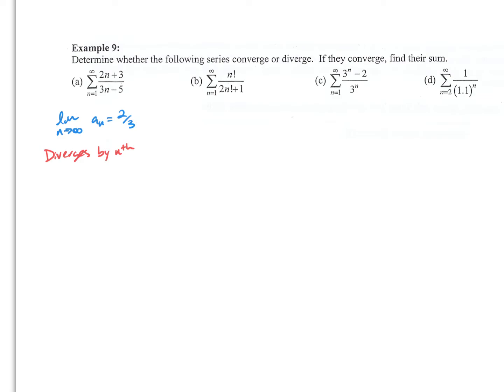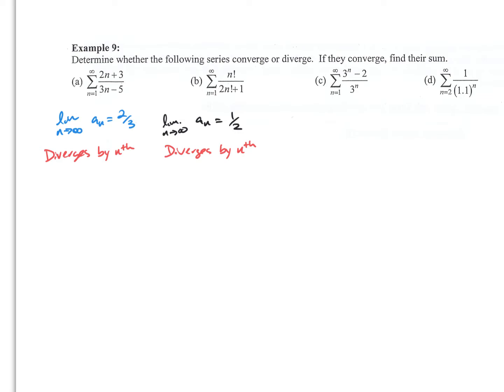You don't have to say the nth term test for divergence. We can just say it's nth. So that diverges by nth. Let's look at this next one. So now I have n factorial over 2 n factorial plus 1. And that is 2 times n factorial. So if I take a limit to infinity of this, what happens? I get 1/2. So what do we know? It diverges by nth, because my n factorials cancel, so I'm left with 1 over 2.